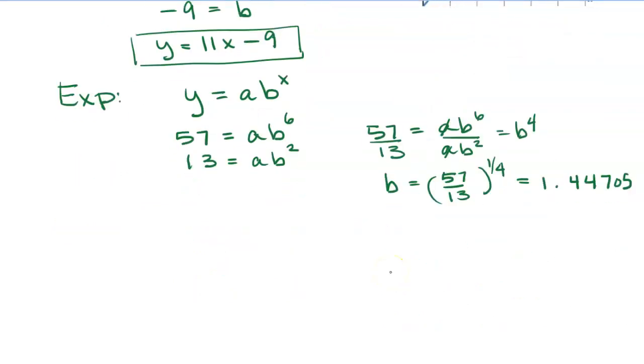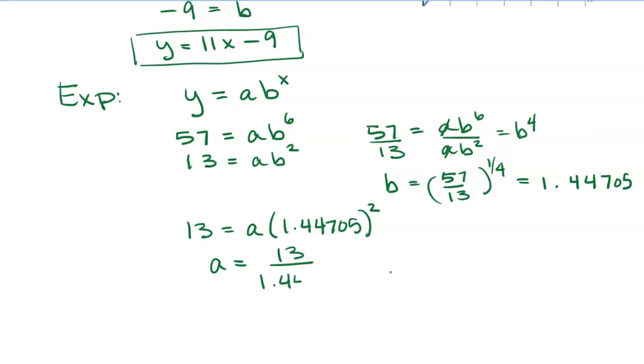Now that I have b, I can put that into either one of the original equations and find a. I'm going to take the second one, 13 is equal to a times 1.44705 squared. I can divide both sides by 1.44705 squared, so I get 13 over 1.44705 squared. I can put that into my calculator and find that a is 6.2084.